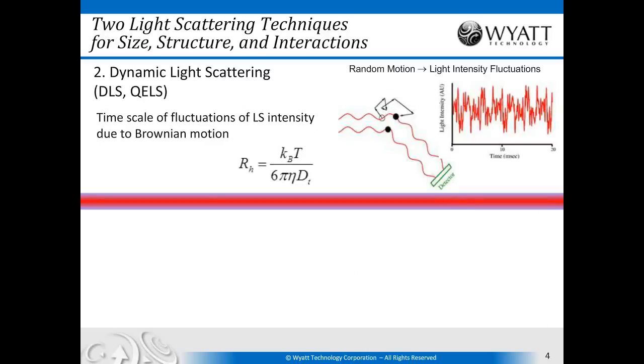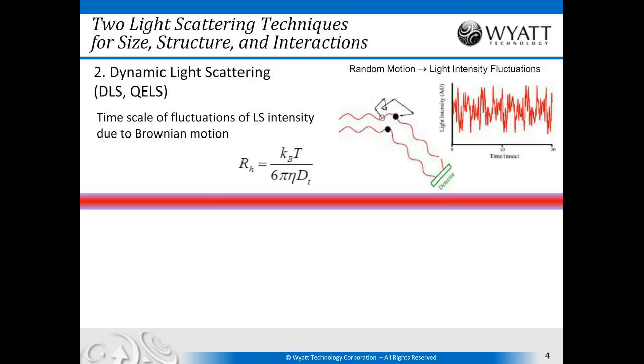The second flavor of light scattering is called dynamic light scattering, also known as QELS. It has a similar experimental configuration to the one I showed you in the previous slide, except that now instead of measuring the average intensity as a function of angle, we're going to measure the noise. So if you examine closely the light that comes to the detector, you can see that it has rapid fluctuations. And those fluctuations actually contain important information. They're related to the Brownian motion of the particles.